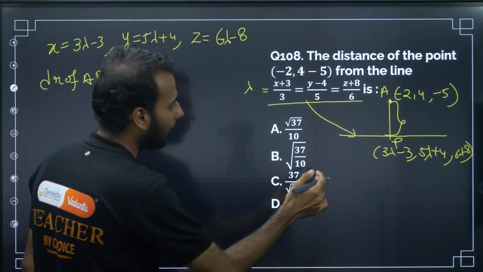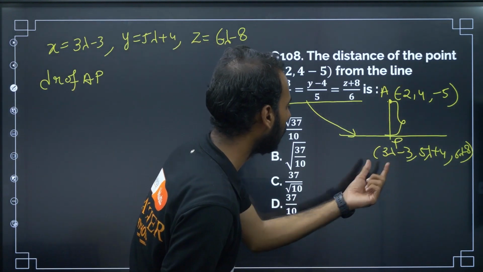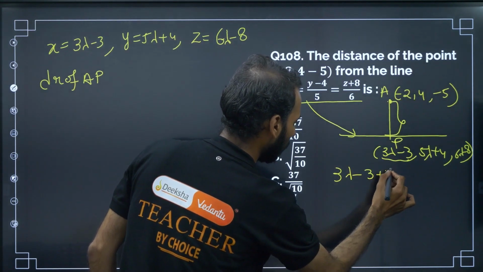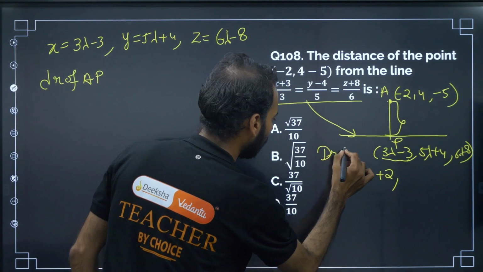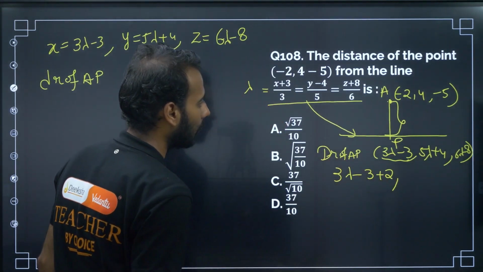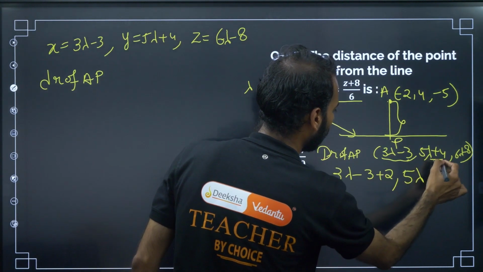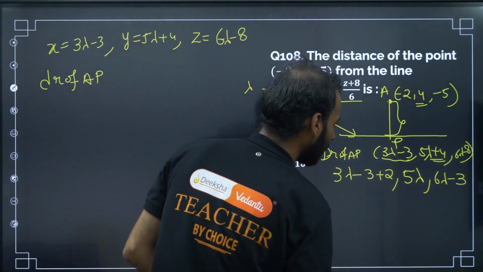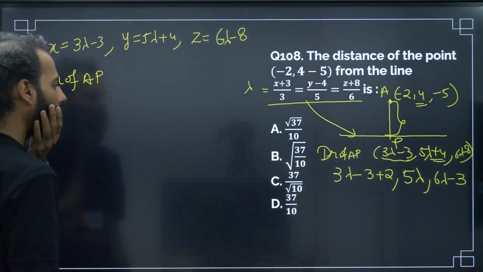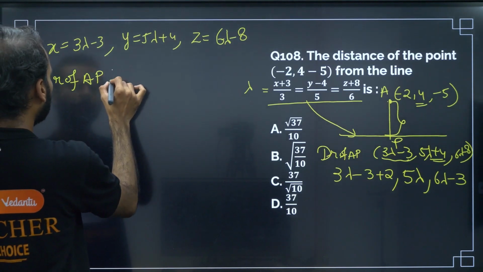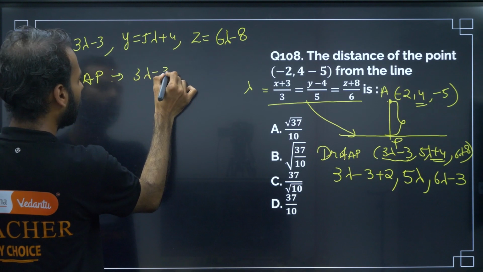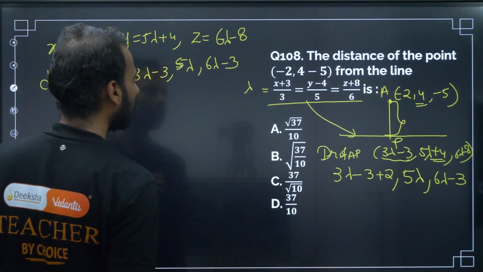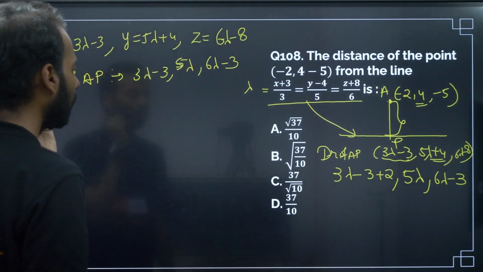Direction ratios of AP. To find direction ratios of AP, we have to take the position vector of P minus the position vector of A. So 3 lambda minus 3, next 5 lambda plus 4 minus 4, so 5 lambda, and 6 lambda minus 8 plus 3, which is 6 lambda minus 5. Direction ratio of AP, let me write it here: 3 lambda minus 3, 5 lambda and 6 lambda minus 3. So this is the direction ratio of AP.